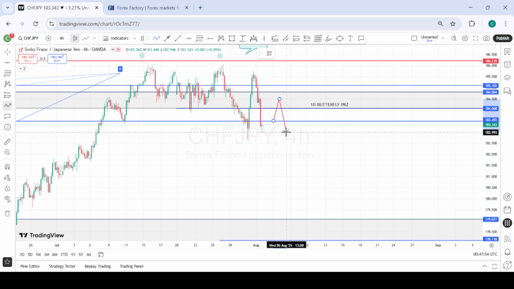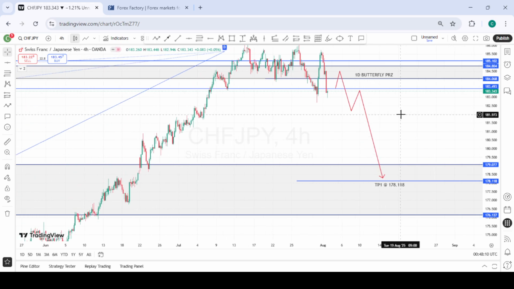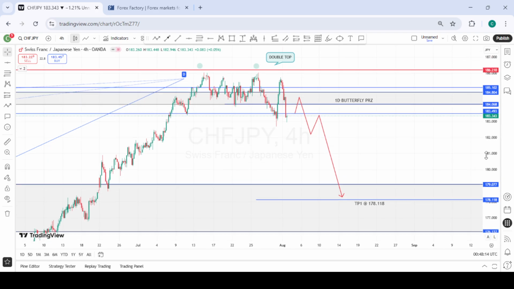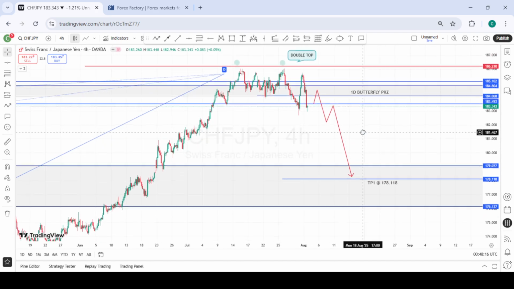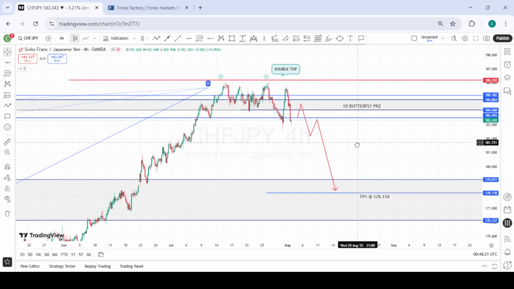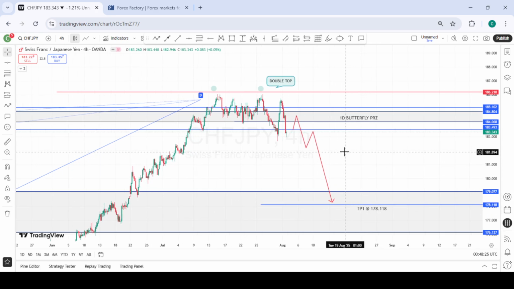Or on the daily perspective, we'll look for a structural shift on a daily time frame, create a new lower low, give us a lower high, and then we'll look for a selling opportunity to the downside to complete this butterfly pattern. But looking at how the momentum is, I'd rather stick to the TP1 instead of the TP2. The TP2 seems too far away, so I think the safest target will be the TP1 for CHFJPY.